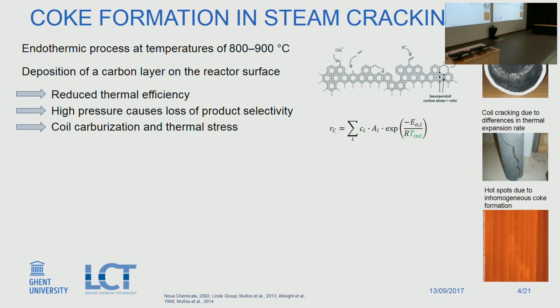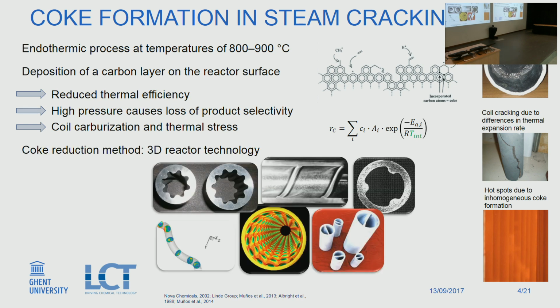And for that, several techniques are available, and the one that we'll focus on here is this 3D reactor technology. So people have looked at different ways how they can decrease this temperature by increasing the heat transfer coefficient. So you want to get the heat in as efficiently as possible, so that your temperature difference between the hot surface and the process gas can be as low as possible.